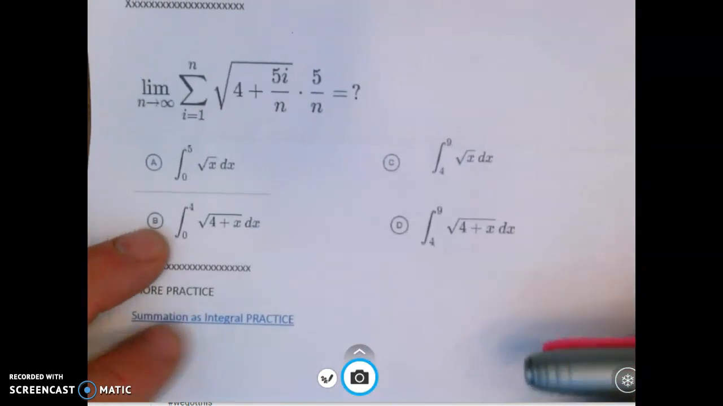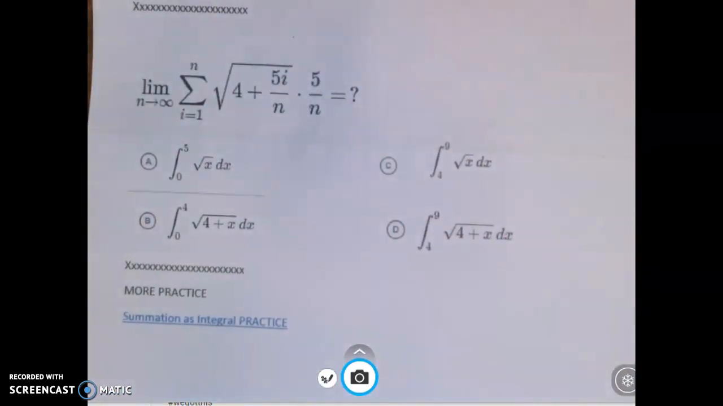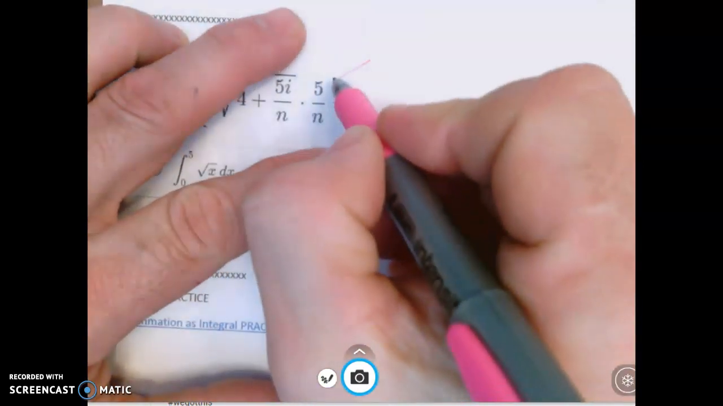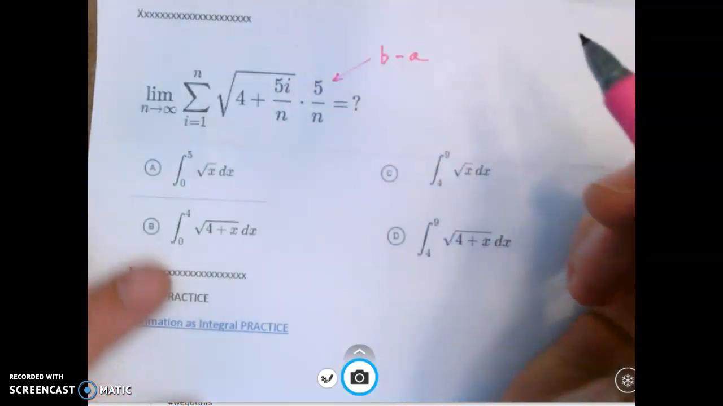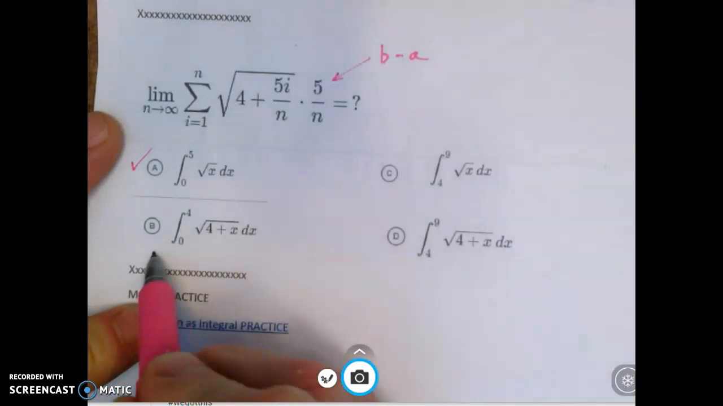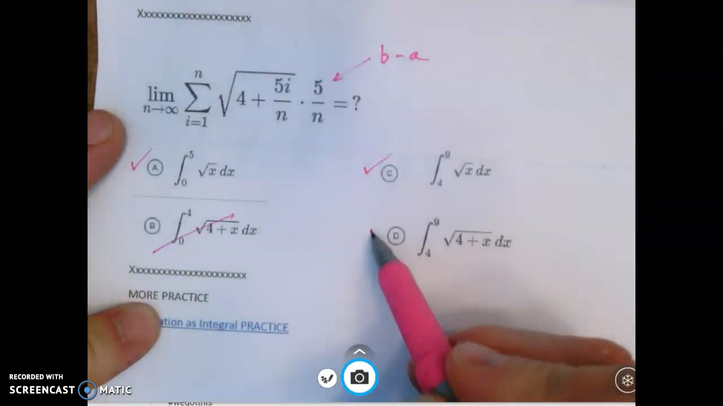Even though we're not going to be dealing with multiple choice problems tomorrow, let's take a look at a multiple choice problem and sort of see where we have to go or not go. We have our range. This is b minus a, right there. So we know 5 minus 0, that works. 4 minus 0, that's a no. 9 minus 4, that works. 9 minus 4, that works.